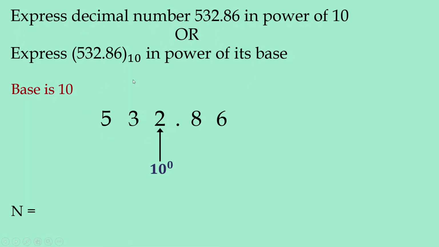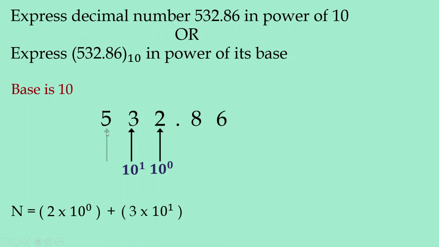While expressing the number in power of its base, we will multiply the digit with its weight. So it will be 2 into 10 raised to 0. Then we will move to the next digit. This digit has weight 10 raised to 1, since it was initially 0, now it will be 10 raised to 1. We will multiply the weight with its value and add it to the previous one. So plus 3 into 10 raised to 1.